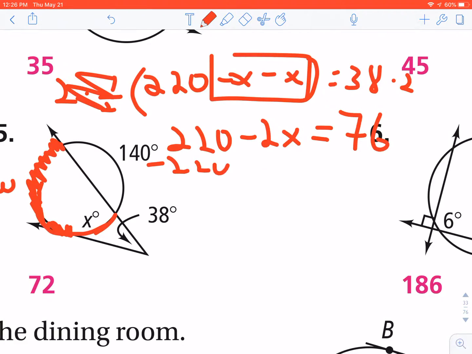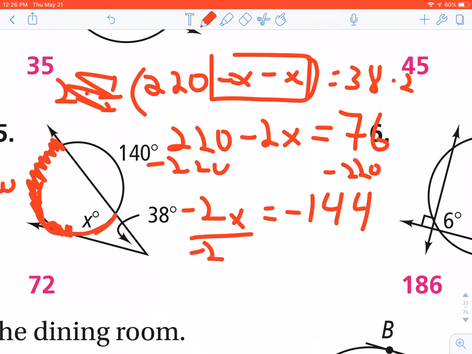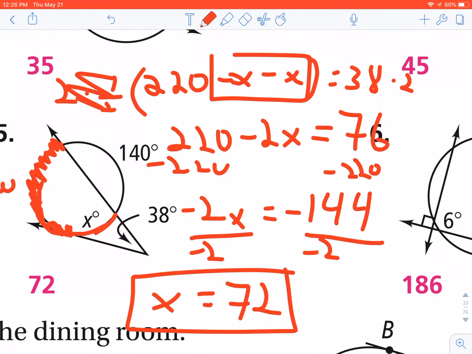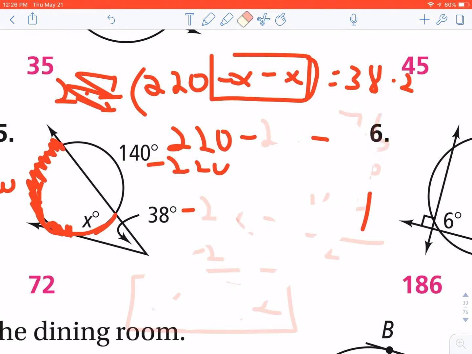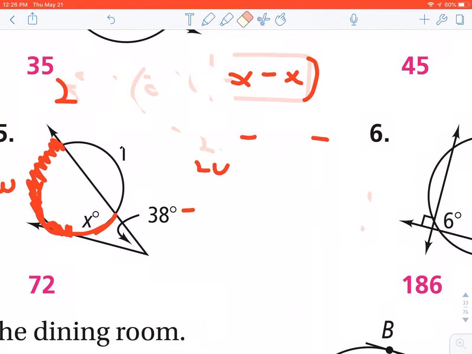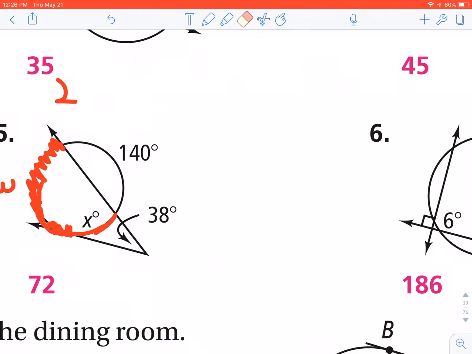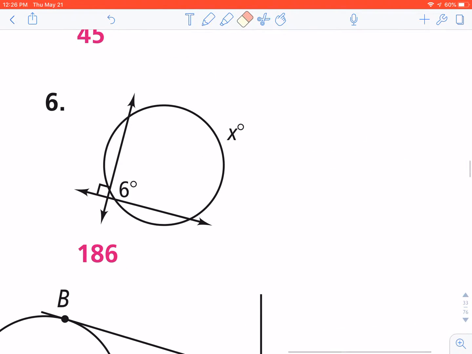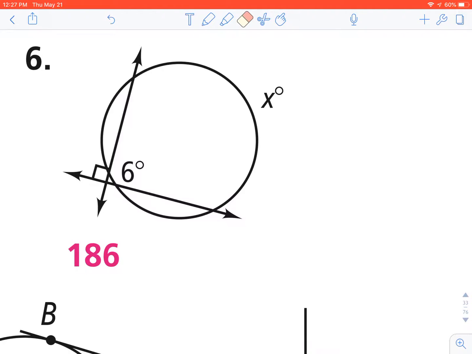Minus your 220 from both sides. Negative 2x is equal to negative 144. Divide both sides by minus 2. And you get x to be 72. Okay? Yeah, those are a little bit more tough. You probably will not see something quite that tough on your quiz next week. All right, lastly, number 6.